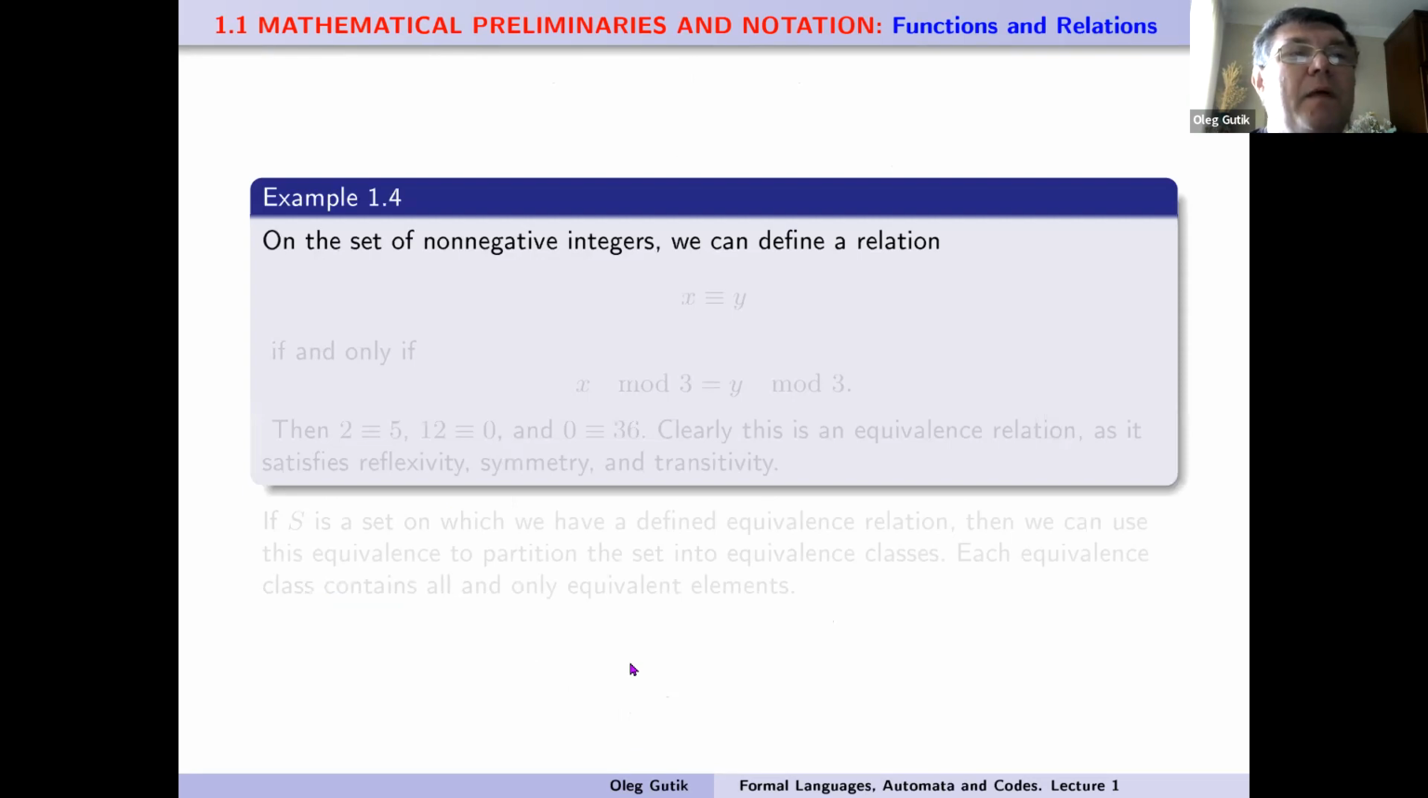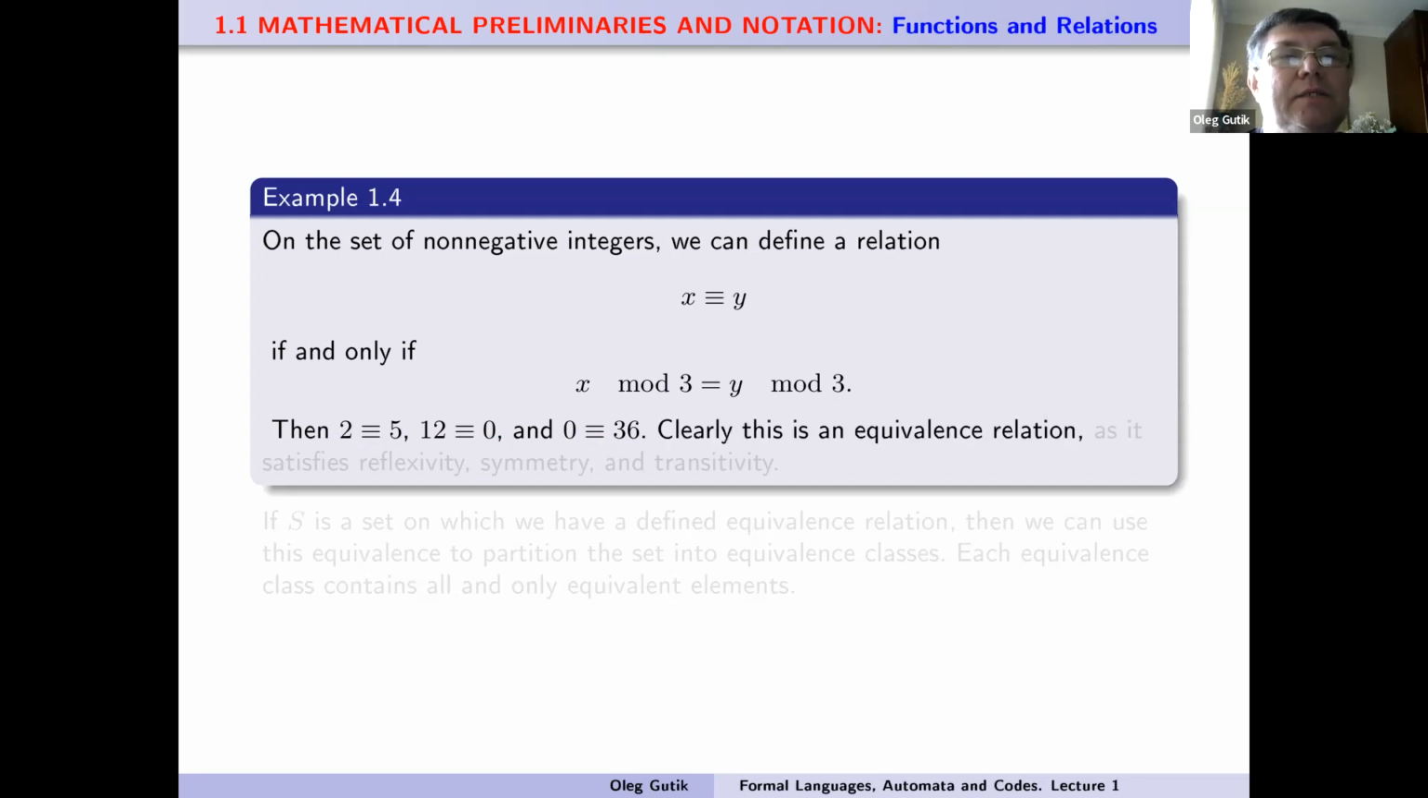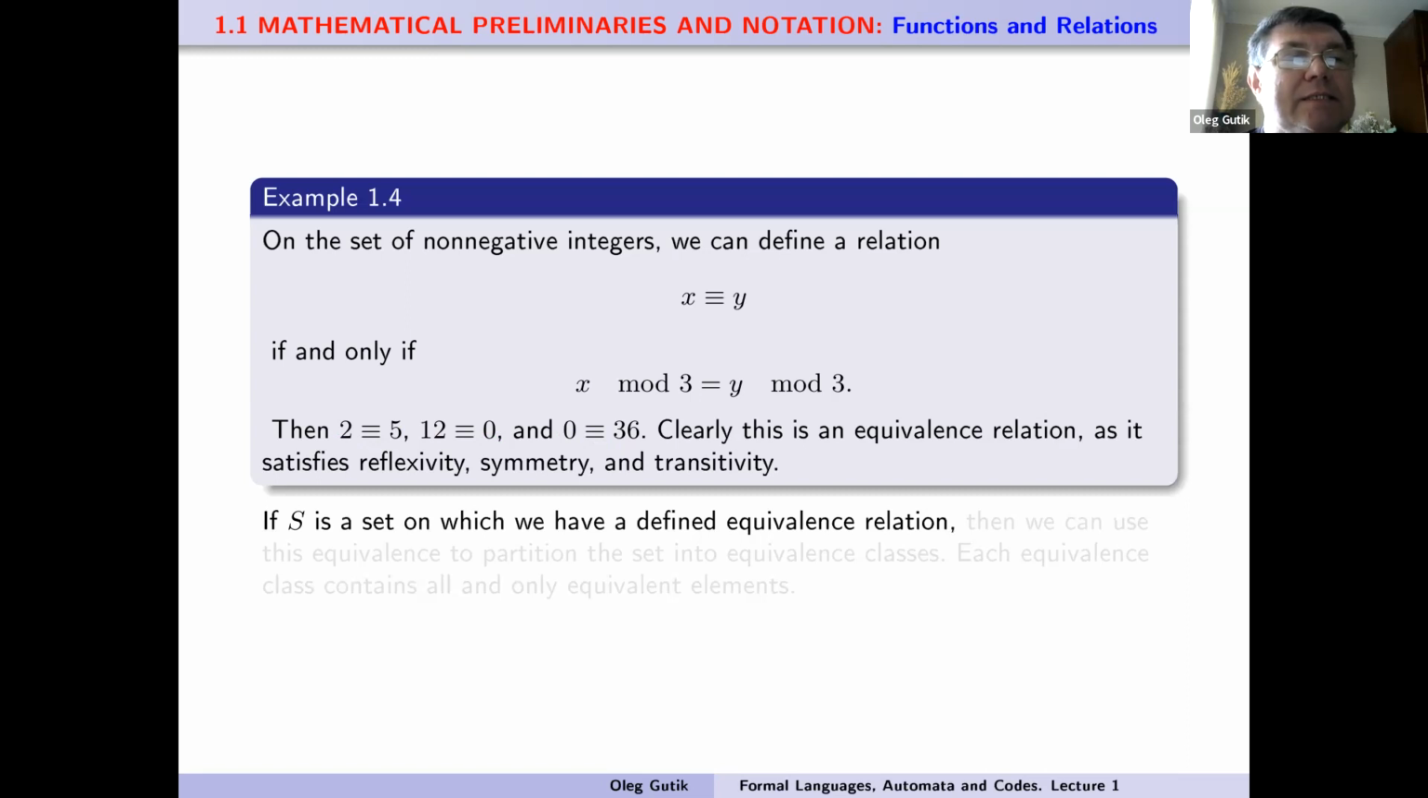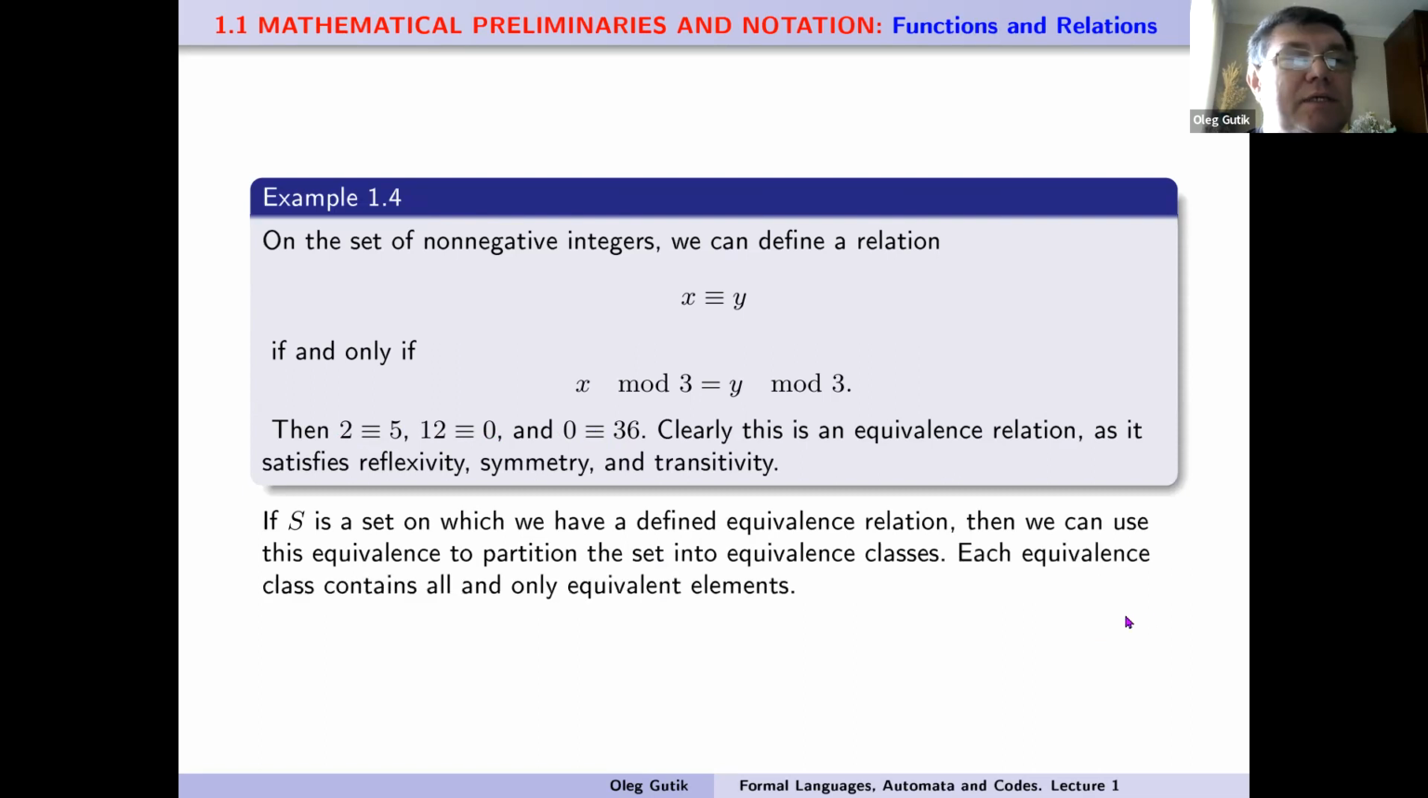Example. On the set of non-negative integers, we can define a relation x is equivalent to y if and only if x equals y modulo 3. So then we have that 2 is equivalent to 5, 12 is equivalent to 0, and 0 is equivalent to 36. Clearly, this is an equivalence relation, as it satisfies reflexivity, symmetry, and transitivity. If S is a set on which we have a defined equivalence relation, then we can use this equivalence to partition the set into equivalence classes. Each equivalence class contains all and only equivalent elements.